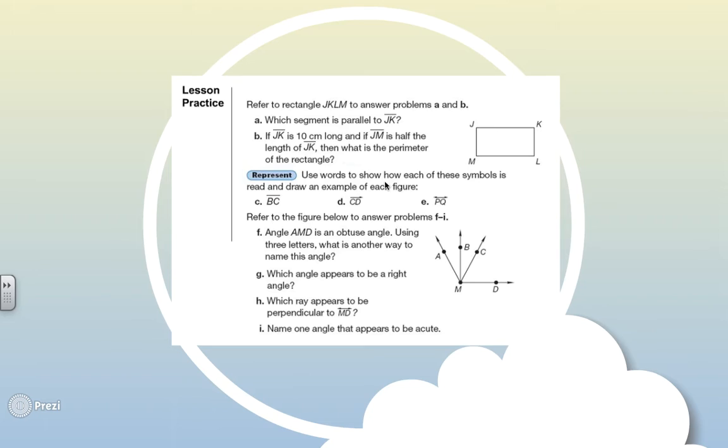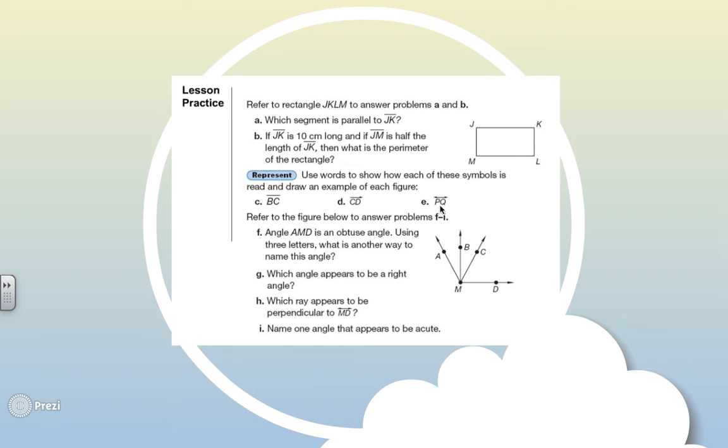Use words to show how each of these symbols is read and draw an example of each. All right. Now, I didn't get to teach you this in the practice, but a line segment stops, okay? It's just from point to point. So if you have BC, it goes from point to point. Now, CD would be a ray, okay? CD with a line like this and there's an arrow at the end, it's called a ray. So it starts with one point and it goes all the way across with an arrow, all right? There's no arrow on the other end.